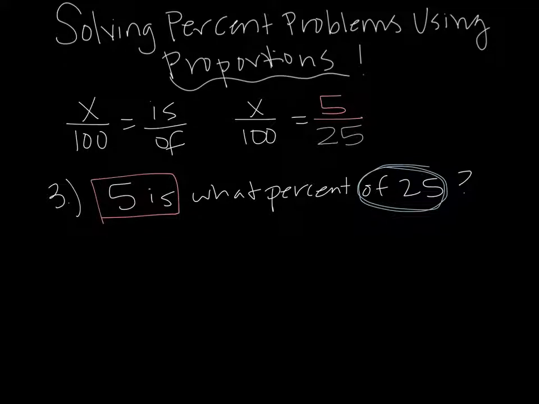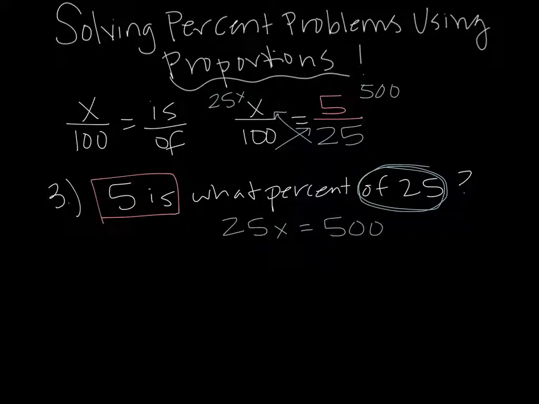We can still use our magic in cross multiplying. 100 times 5 is 500. 25 times x is 25x. So 25x, better go down here, I'm running out of room, equals 500. Where'd you get that equation, Mrs. Gormo? Here's my 25x, here's my 500. Divide both sides by 25 to get the x by itself.